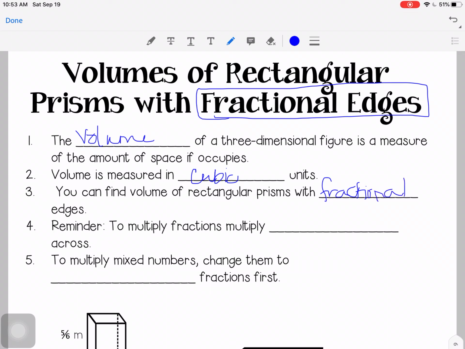Reminder, to multiply fractions, you multiply straight across. And to multiply mixed numbers, you change them to improper fractions first.